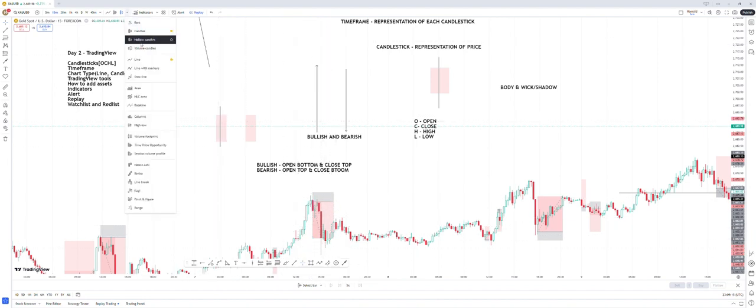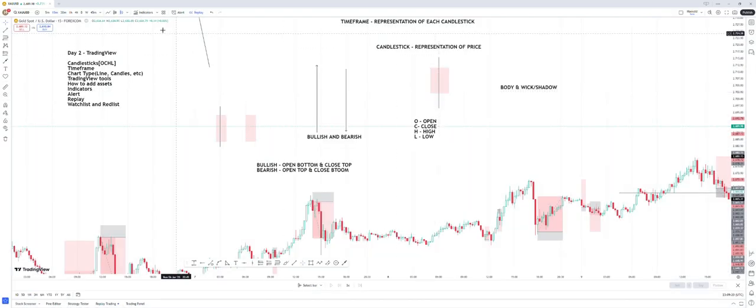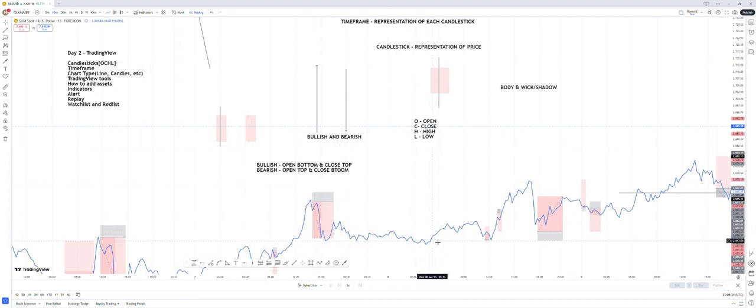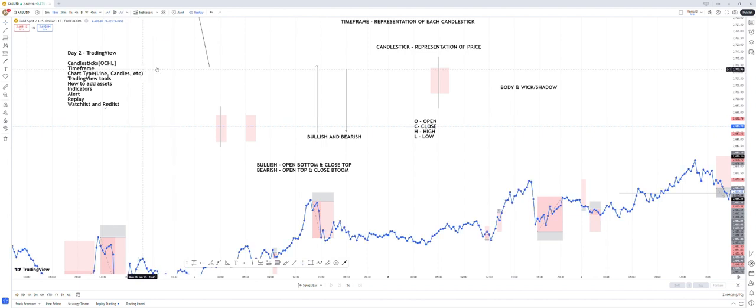And then if you go to volume candles, I think that's for TradingView Premium. Yes, that's true, TradingView Premium. So when you move to the next one, which is line, you're going to see that yes, now the market is being represented by a line. When you move to line with markers as well, you can see a lot of representations in the market.